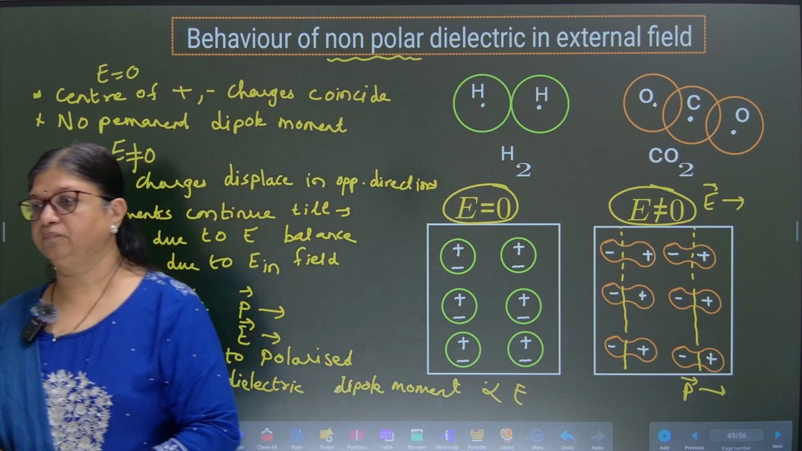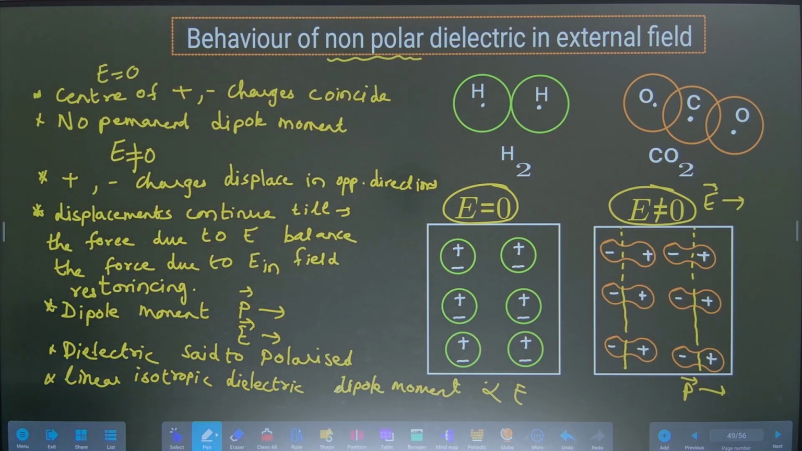Fine? Take a pic of what we have learned. Sorry, linear isotropic dielectric. Take a pic of what we have learned just now and understand the reasoning.